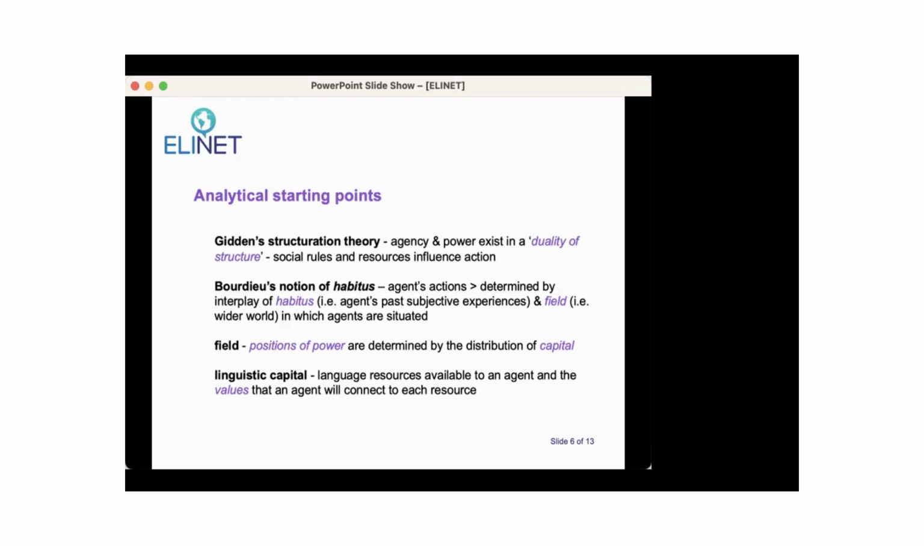So therefore, linguistic proficiency is the product of skills and resources accumulated over an agent's lifetime. And capital is value associated with the skills and resources. So to Bourdieu, therefore, language is more than a natural means of communication. It's also an instrument of power which determines and is determined by an agent's position in society.